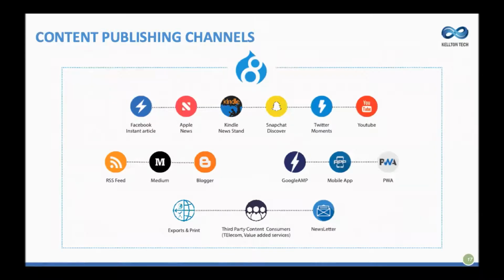Then you have some of your technology-driven things like Google AMP, where you make your AMP project work on Google AMP, especially on mobiles with low bandwidth and low internet speed. And then your own mobile apps, then your progressive web apps, and then finally exports and prints. The third-party content consumers like telecom operators giving value-added services, who source the content from you, and the newsletters, and a lot of mediums that you can envision.